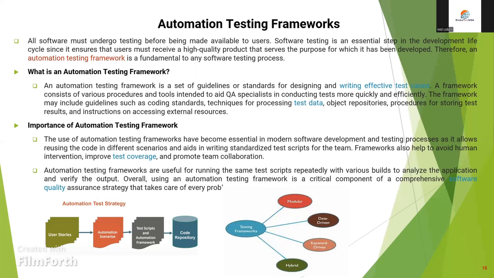So the framework may include guidelines such as coding standards, techniques for processing test data, object repositories, procedures for storing the test results, and instructions on accessing external resources, right? How you're going to access your test data, where you're going to keep your data so you can access it through the script, what will be your object repository, what techniques you'll be using, what coding standards you'll be using. Combining all these things is considered an automation testing framework.